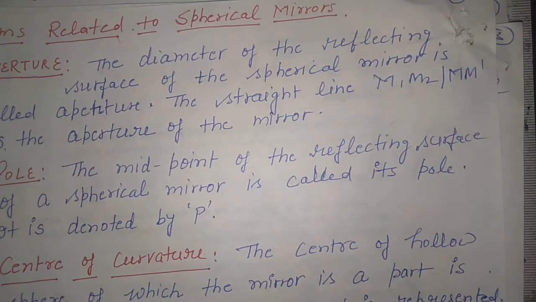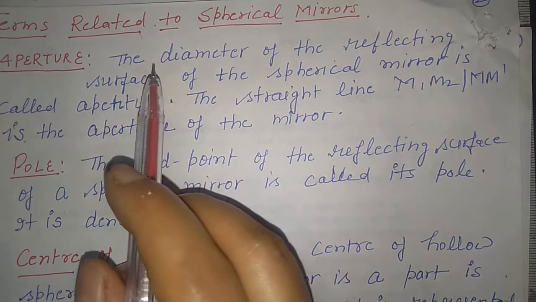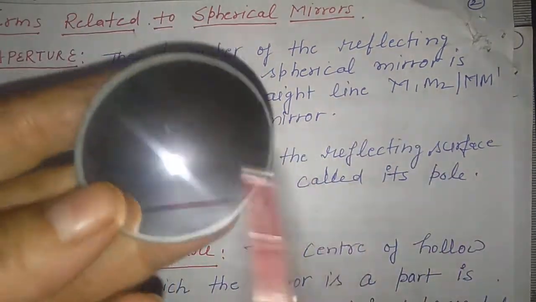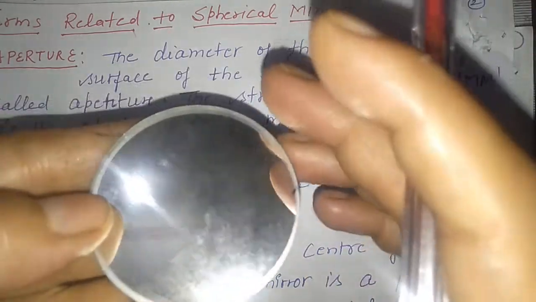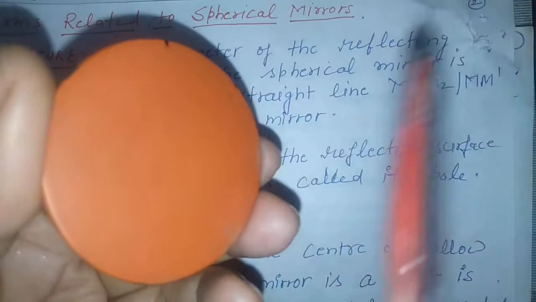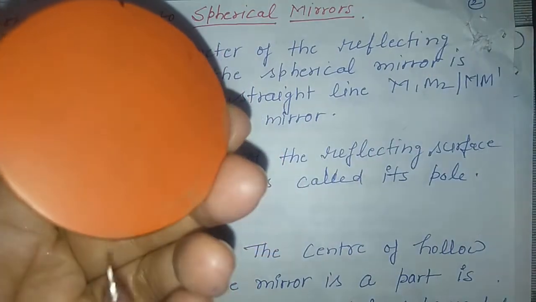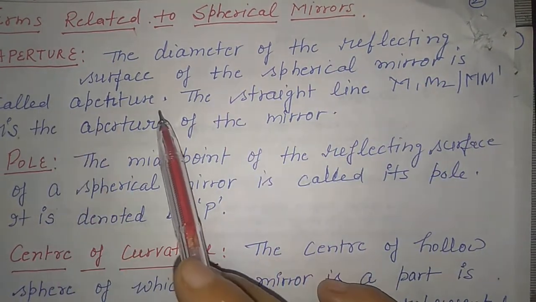Now we have terms related to these two mirrors. The first one is aperture, the diameter of the reflecting surface. You can see this is a reflecting surface. Diameter of this mirror, the diameter of the reflecting surface, I'm showing it from the back side because from the front there is a reflection of light. This is the diameter. The diameter of the reflecting surface of the spherical mirror is called aperture.